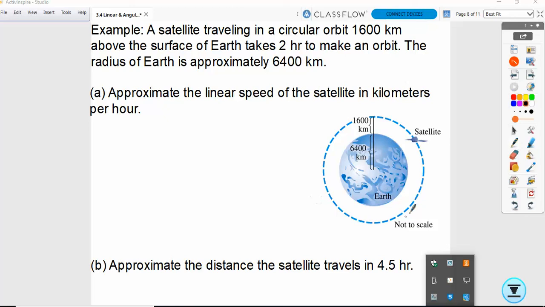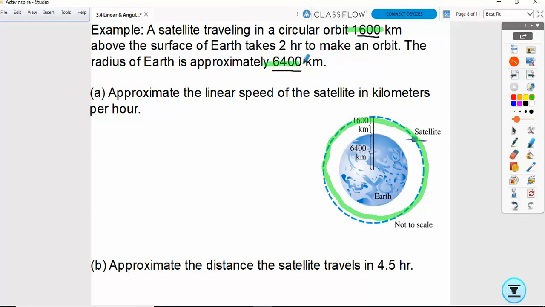So we have the satellite traveling in a circle, okay? But it's not just on the outside of the Earth. It's 1,600 kilometers above the surface of the Earth. And then I told you the radius of the Earth was 6,400. So we're actually looking at this big circle here. So the 1,600 and the 6,400 together give me what? The radius. So on this problem, it's kind of different. To get your radius, you actually have to add the 6,400 and the 1,600 to get the radius of the circle the satellite is traveling around. So this one has a radius of 8,000 kilometers.